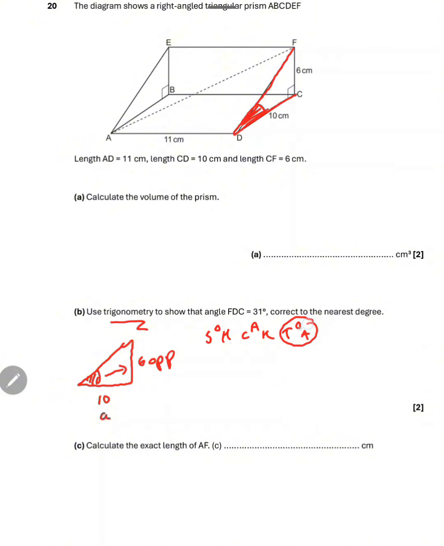SOHCAHTOA, it's a TOA question. Tan theta equals opposite over adjacent, which equals 6 over 10, which is 0.6. Remember, that's not the angle, that's the tangent of the angle. So we grab the calculator and press shift, tan, equals, and we get 31 degrees to the nearest degree.